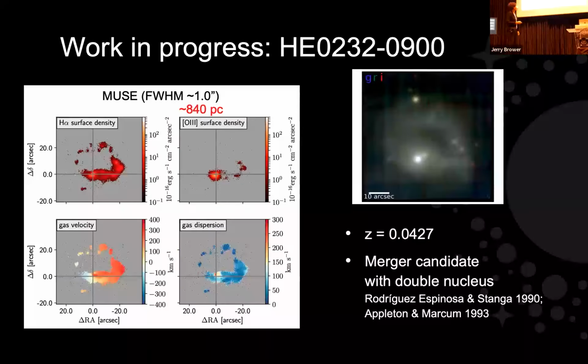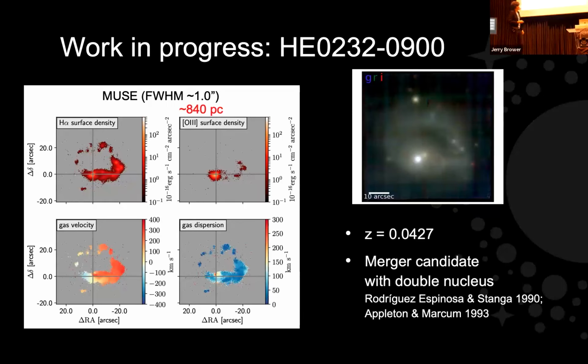A very different source is HE0232, which is a very interesting ring-shaped galaxy, known to be a merger candidate with a double nucleus. You can actually see the second nucleus next to the AGN in the MUSE image. It's about 3 arcseconds from the AGN center.